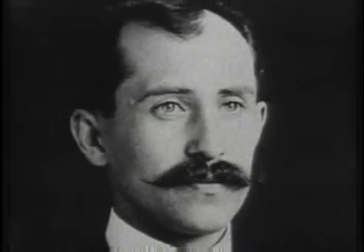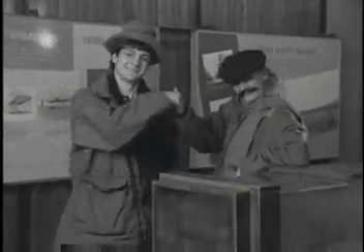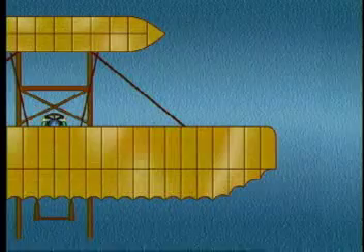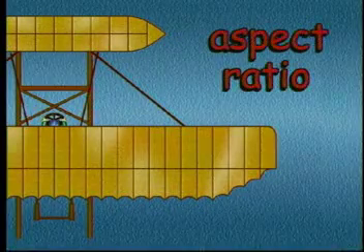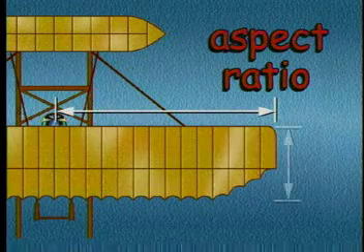In the winter of 1901, Orville and Wilbur Wright used their knowledge of math to build a wind tunnel in order to study how to control an aircraft. It was then that they realized the importance of ratios. Right. The Wright brothers used something called the aspect ratio. That is the ratio of the wing's length to the wing's width.